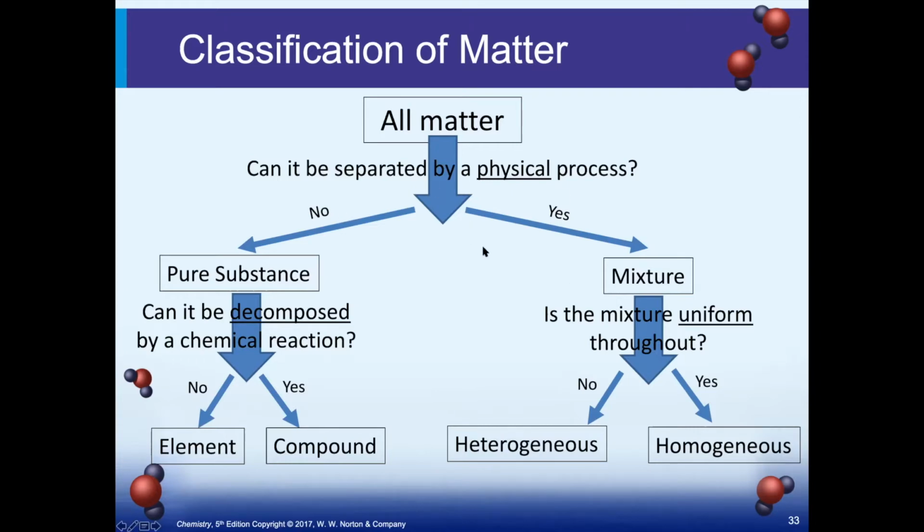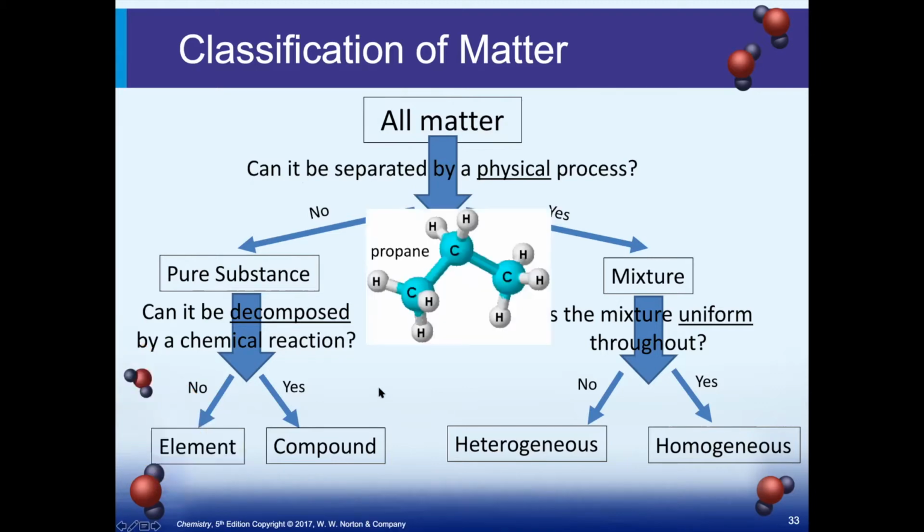So let's go through some actual examples here. Let's say I have a bar of gold, and let's go through the flow chart. First of all, can pure gold be separated into simpler things by a physical process? No, it can't. It's a pure substance. It is pure gold. And then the question becomes, can I break this down into something simpler by a chemical reaction? Once again, the answer is no, because there's only one element involved in this. That element is gold.